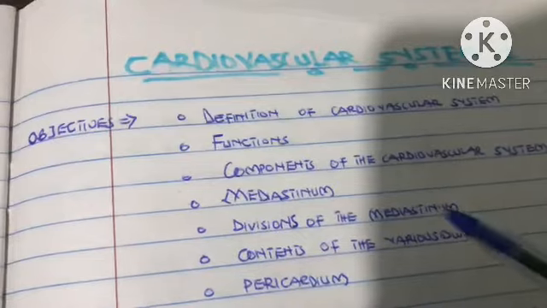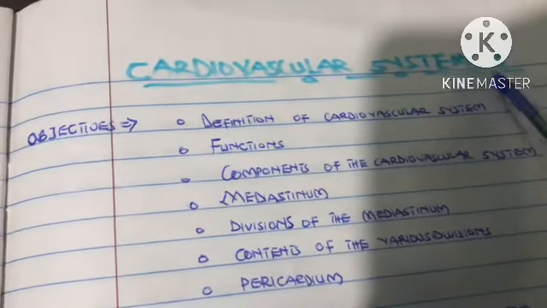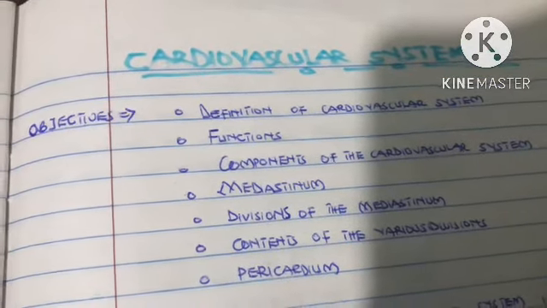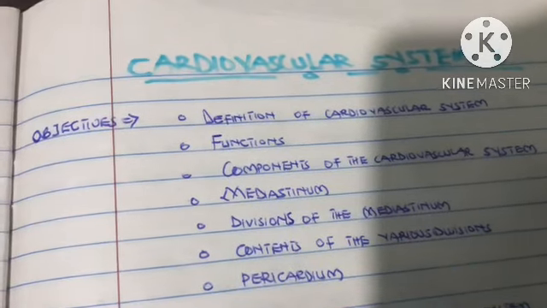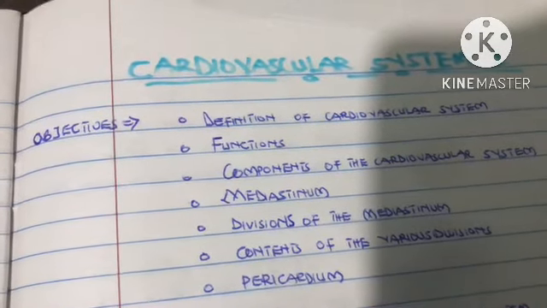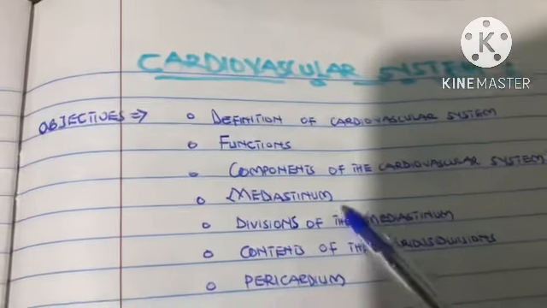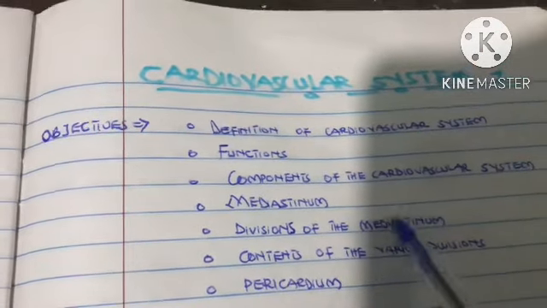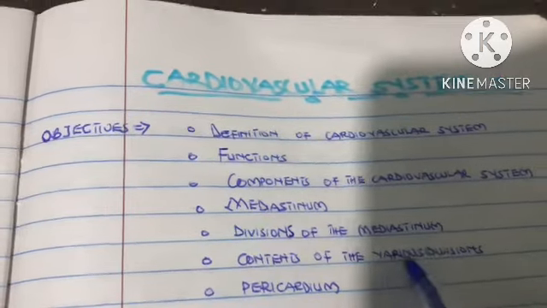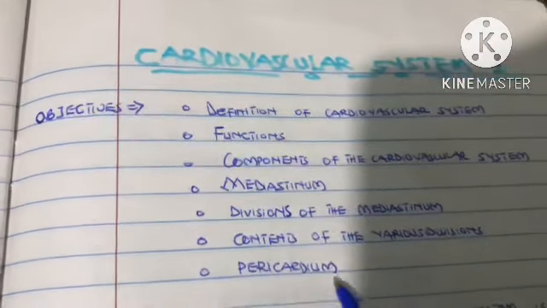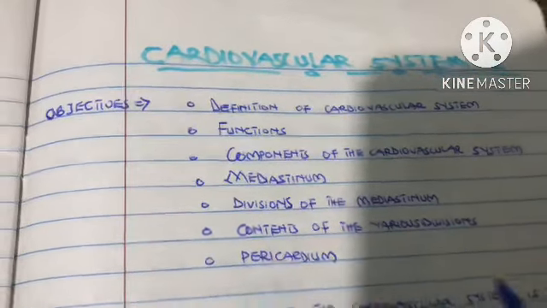So guys, today we are going to look at the cardiovascular system. At the end of this video, I expect you guys to know what the cardiovascular system is all about, its functions, the components of the cardiovascular system, the mediastinum, the divisions of the mediastinum, the contents of the various divisions, and also the pericardium.